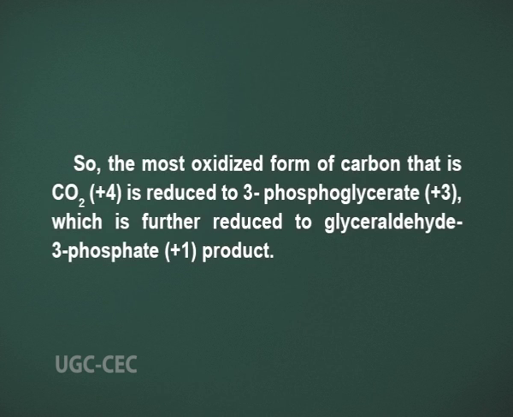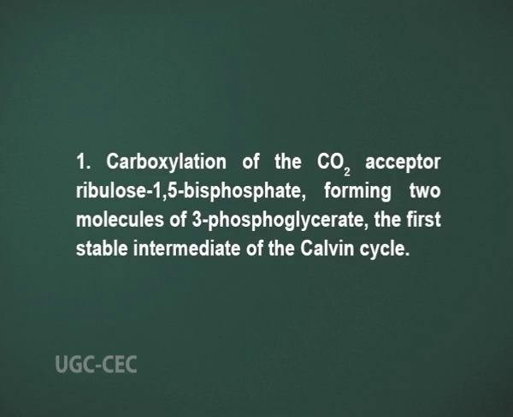So, the most oxidized form of carbon, that is carbon dioxide, is reduced to 3-phosphoglycerate, which is further reduced to glyceraldehyde 3-phosphate product. The Calvin cycle proceeds in 3 stages. The first stage is the carboxylation of the carbon dioxide acceptor ribulose 1,5-bisphosphate, forming 2 molecules of 3-phosphoglycerate, the first stable intermediate of the Calvin cycle.